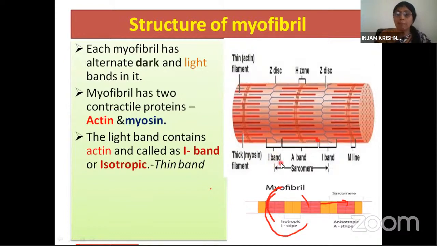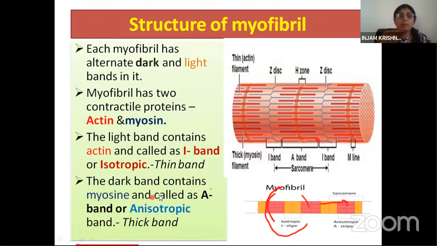Why do we call it I band? Because it is isotropic band. What is the meaning of isotropic? This substance or this part exhibits the same kind of property in all directions. That is called isotropic. This is a thin band. It is very thin. You can find thin filaments here when compared to the red color. So this is about the isotropic band, I band.